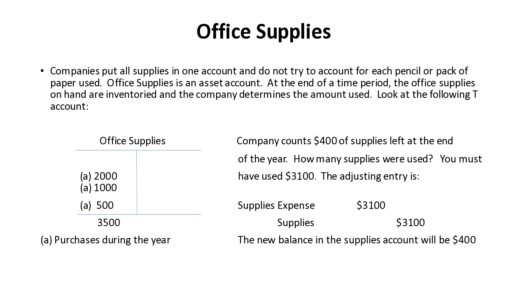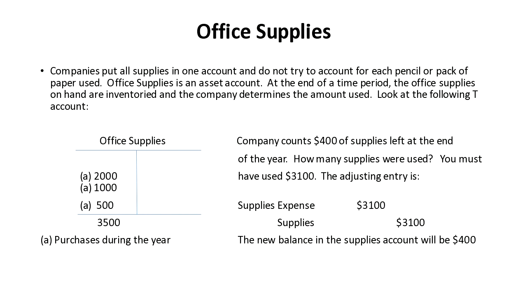In the example here, you can see that, let's say during the year, they bought $3,500 worth of office supplies. They go out at the end of the year, count the value of the office supplies that they still have left on hand, in this case $400. So you have to determine how many supplies were used. Well, if they only have 400 left, they must have used 3,100.